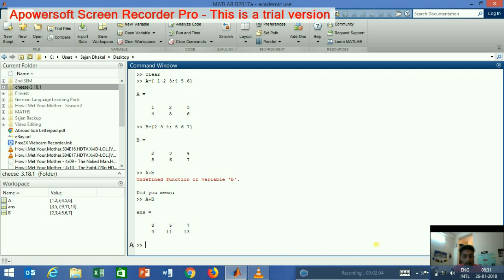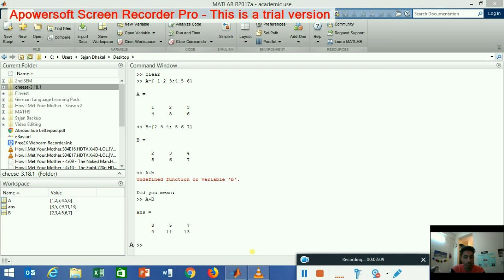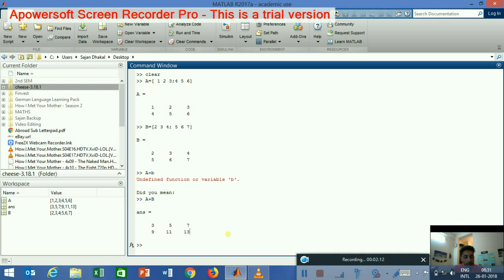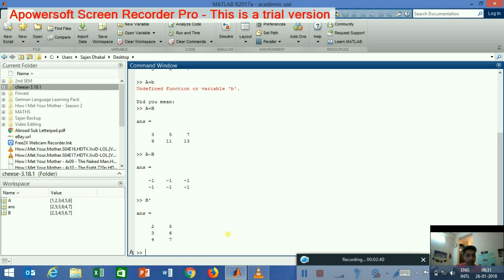The same rule applies for subtraction as well. We can do A minus B. Let's have the right answer. We could also do some complex operations, like the transpose or inverse of matrices in MATLAB. Let's say I want to do the transpose of B. You could see that it transposes my matrix B in this format.